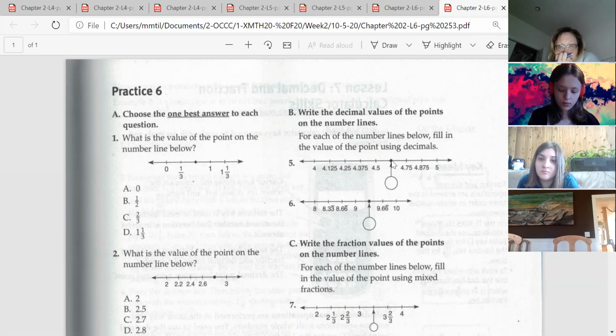I think this is supposed to be halfway between 4.5 and 4.75, right? So half of 0.25 would be 0.125, right? So I think it would be 4.625. That's what I would put, right? It's split between that and that. I think that's what they're looking for.